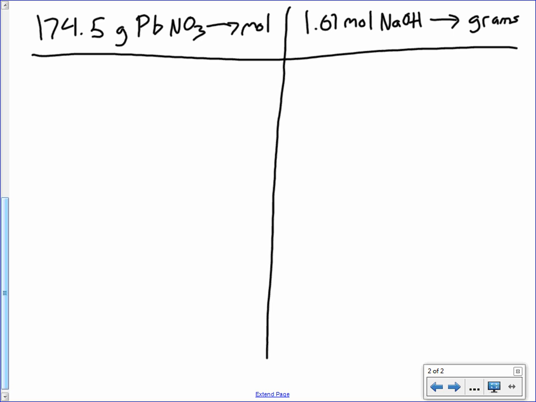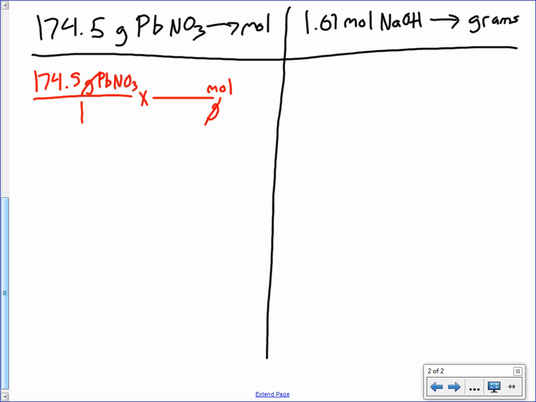Okay, so let's do lead nitrate first. So we're going to set it up, 174.5 grams of lead(II) nitrate. Multiply by our conversion factor. Grams are going to need to be on the bottom, moles on top to get the cancellation right.